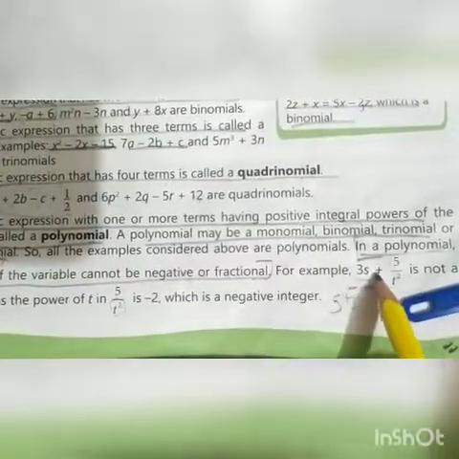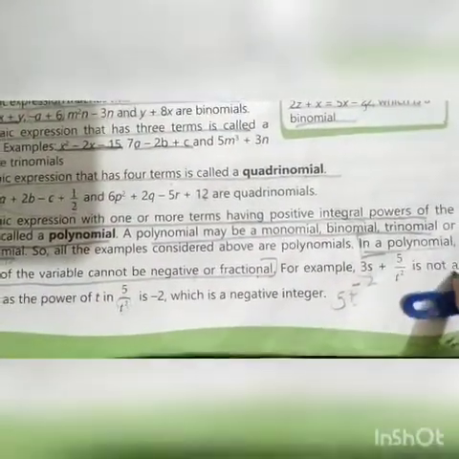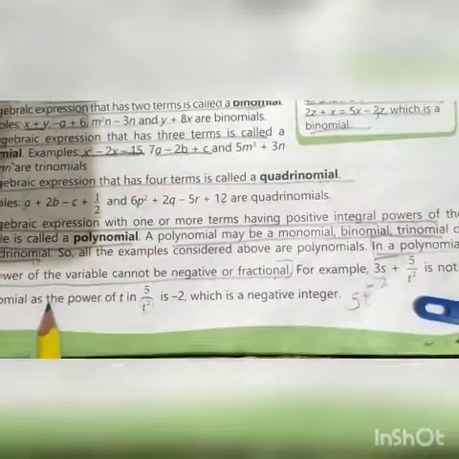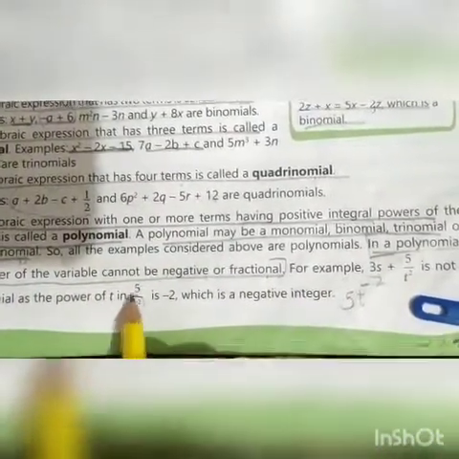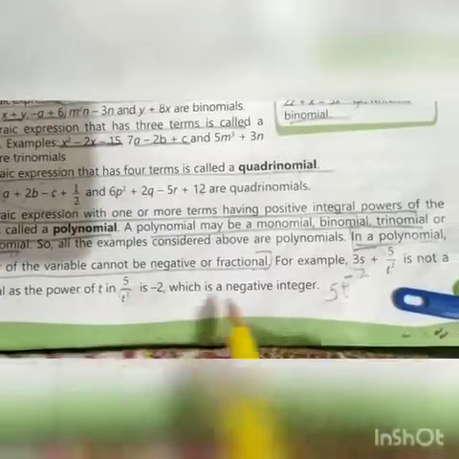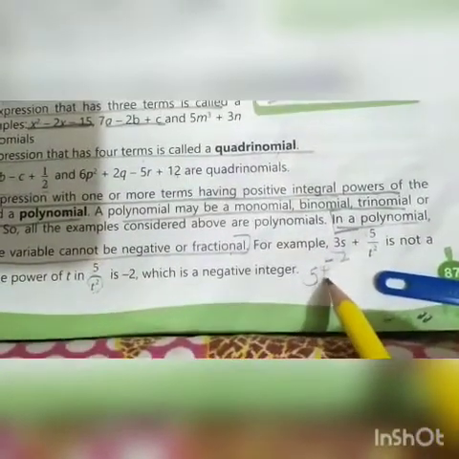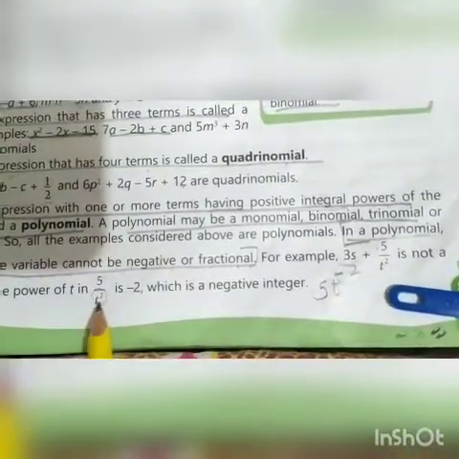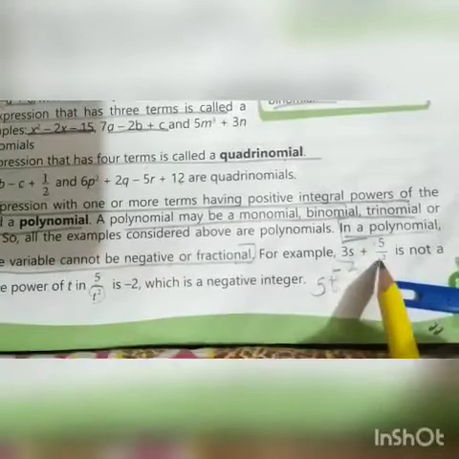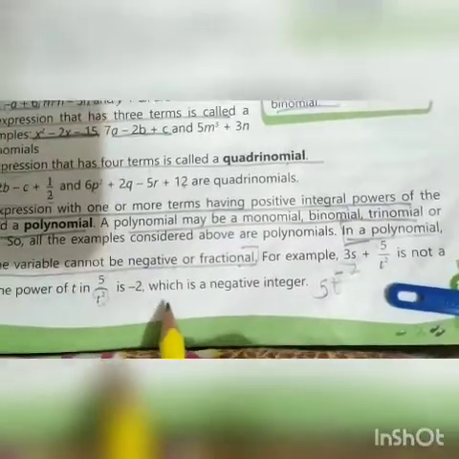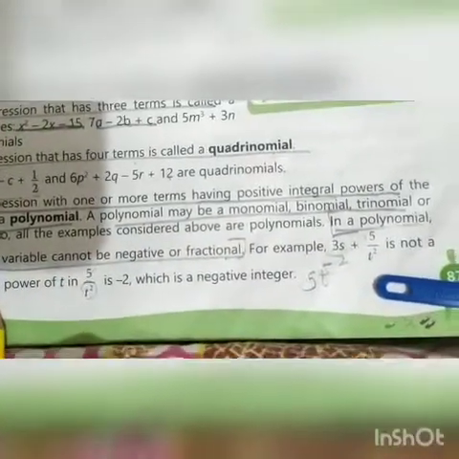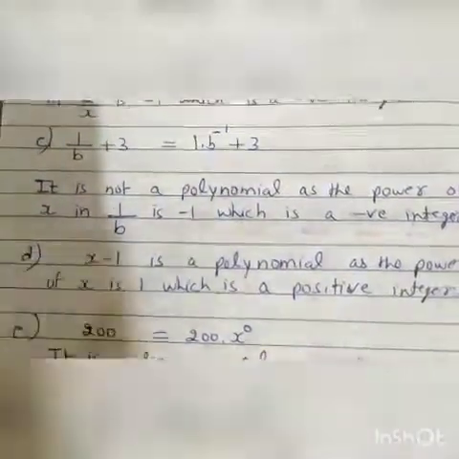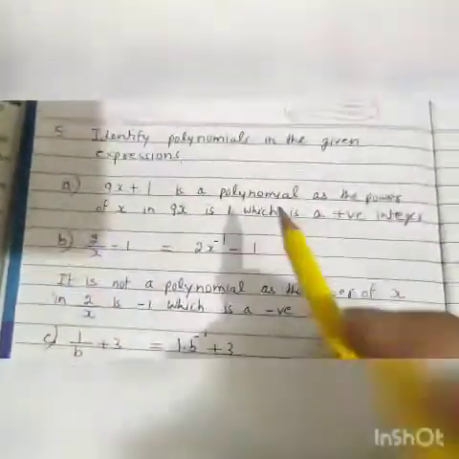For example, 3s plus 5 upon t square is not a polynomial, as of the power of t in 5 upon t square. This 5 upon t square can be written as 5 t power minus 2. So here the power is negative. So 3s plus 5 upon t square is not an example of polynomial because its power is negative. Now come to question number 5, which is related to this definition, polynomial.